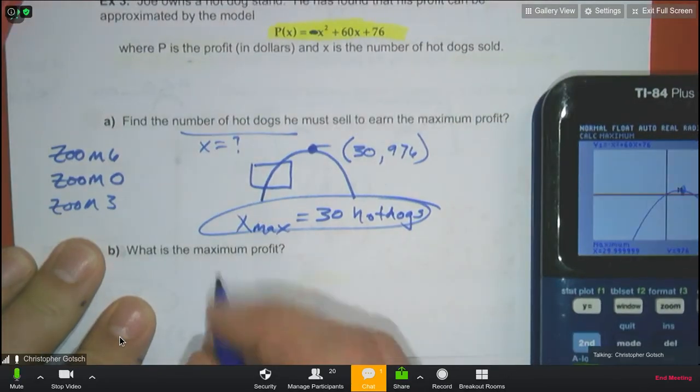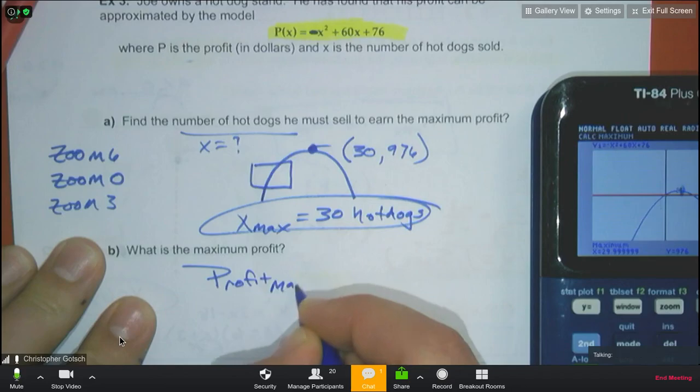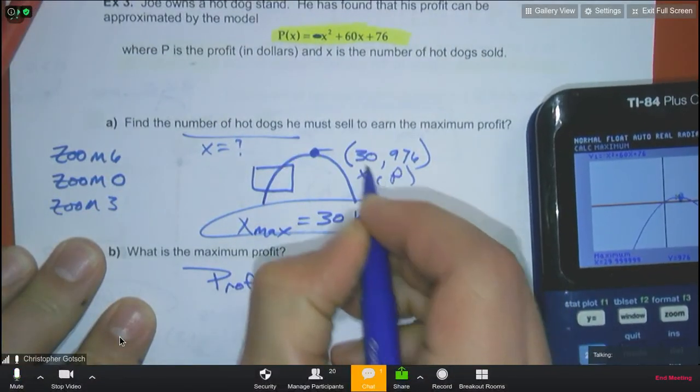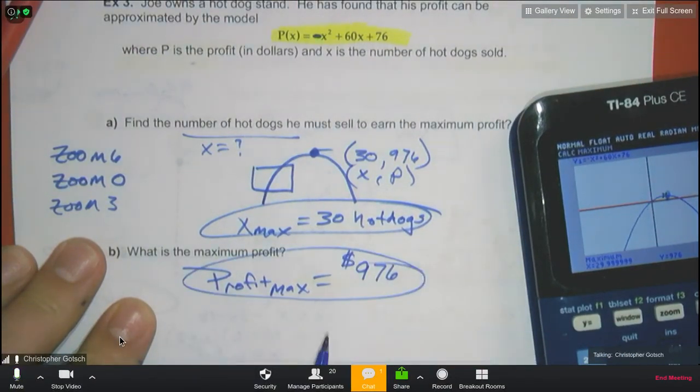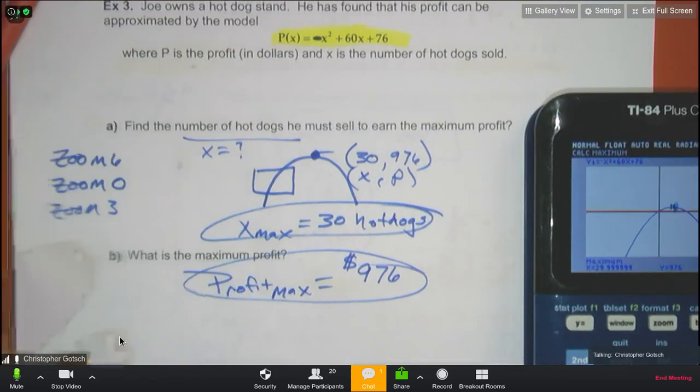And then what's the maximum profit? Profit is the Y value, right? This is X, this is P. So my max profit was 976 bucks if I sell those 30 hot dogs. And that's it, guys. Sometimes you need Y2 to be 0, sometimes you don't. You just have to see what they're asking. In this case, it was just maximum.